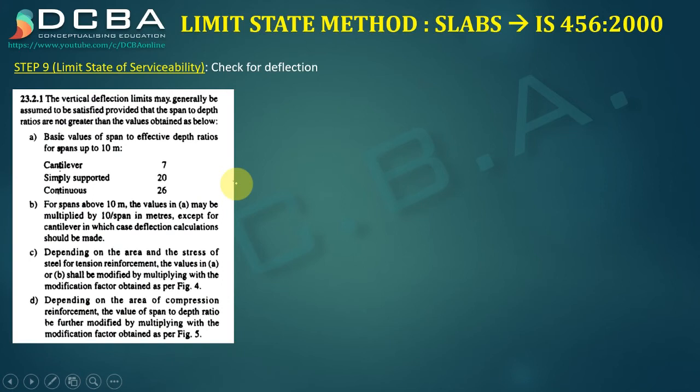So we have these basic span to depth ratios, and now these are for the case when Lx is greater than 3.5 and your live load is greater than 3. For Lx less than 3.5 we had seen that, for simply supported it was 35, and for continuous slab it was 40.